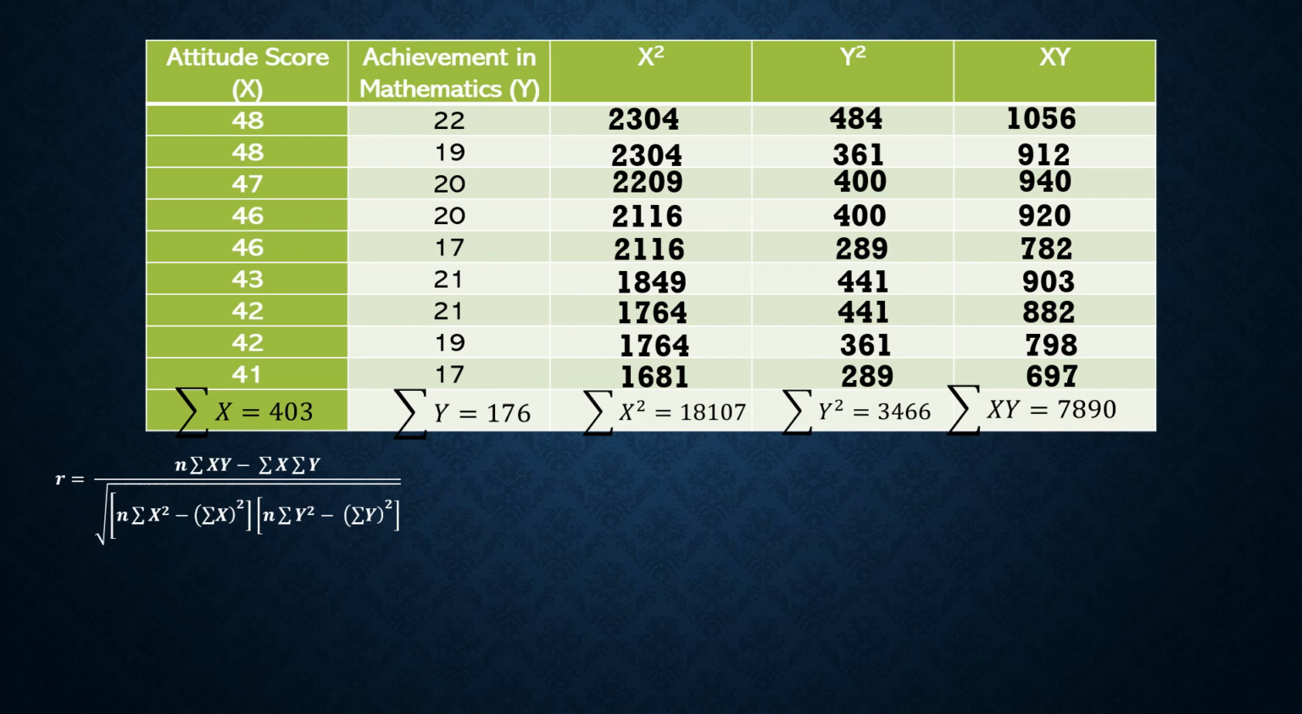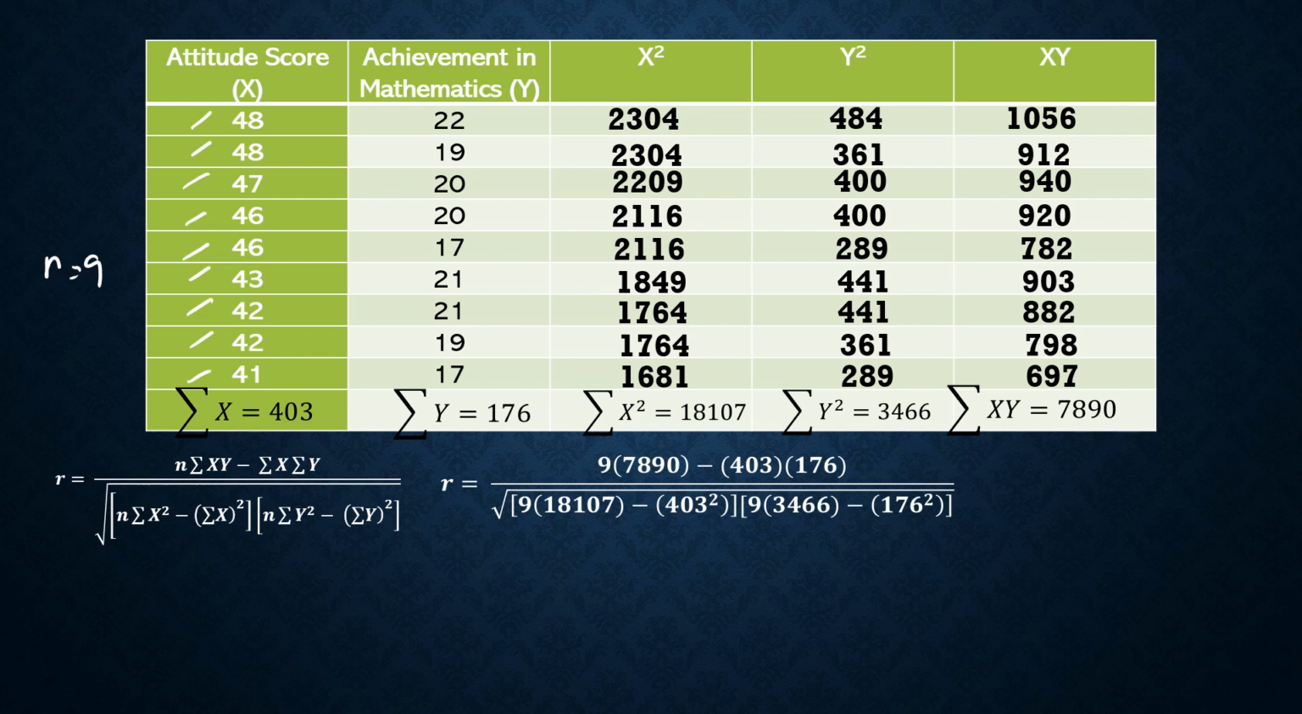The first thing that you're going to do is let us now substitute the given values to the given formula. So what are we going to do? Instead of writing n, we're going to write 9. Why is it 9? You're going to count this one. So we have 1, 2, 3, 4, 5, 6, 7, 8, 9. So we have n, which is equal to 9. Now, instead of writing summation of xy, our summation of xy is 7,890.